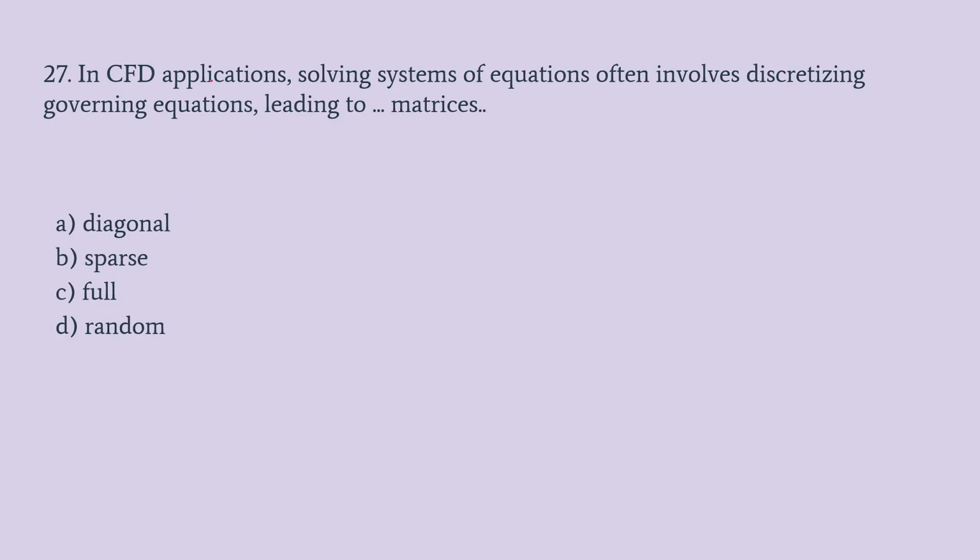Next question. In CFD applications, solving system of equations often involves discretizing the governing equations leading to dash matrices. Take it as dash. So leading to dash matrices. Option A, diagonal matrices. Option B, sparse matrices. Option C, full matrices. Option D, random matrices. You can try to answer the question. Box your answers.